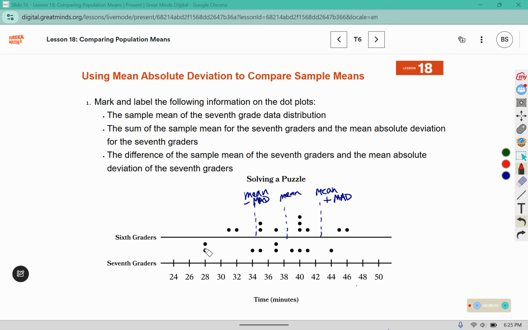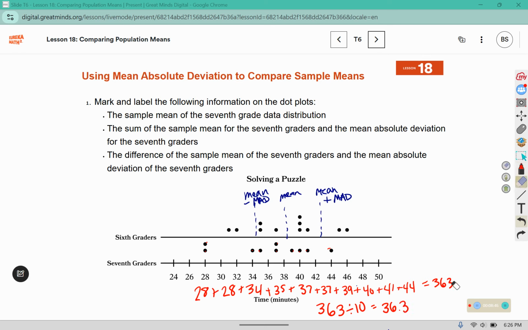To find the mean of the 7th grade, we're going to add 28, 28, 34, 35, 2 37s, 39, 40, 41, and 44, which comes out to 363. There are 1, 2, 3, 4, 5, 6, 7, 8, 9, 10 data values in this one. So 363 divided by 10 gives us a mean of 36.3.